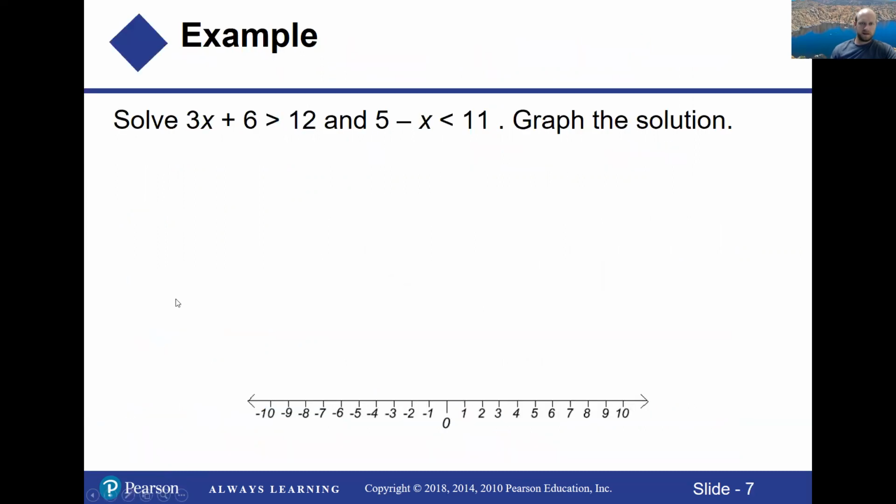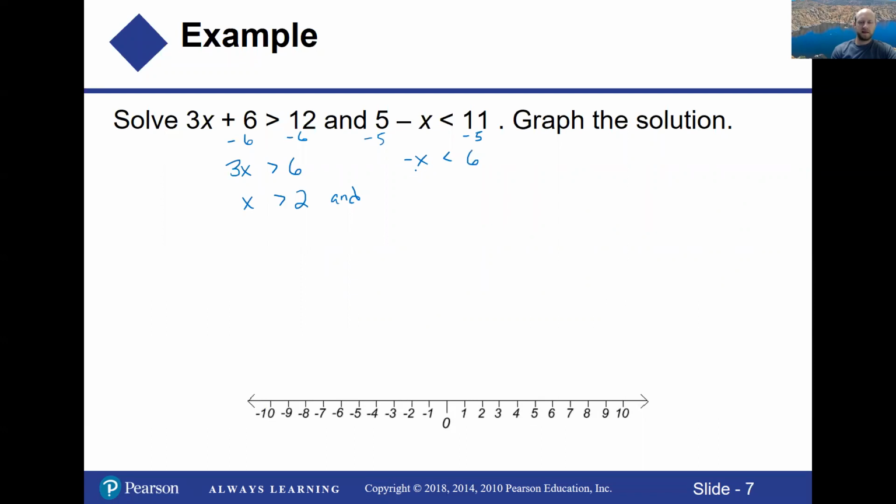All right, let's solve this compound inequality and then graph the solution. So 3x plus 6 is greater than 12. We are going to solve this just like we would normally, if it was just an equation, not an inequality. So I'm going to subtract 6. So I have 3 x's left on the left side is greater than 6, and then divide both sides of the inequality by 3. So x is greater than 2. And I'm going to subtract 5. So -5, -5. And this one, so I have negative x left over is less than 6.